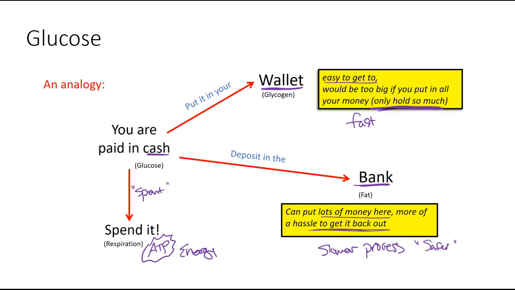But if this was an analogy, like I said, glucose can either be spent, utilized as ATP, or it can be stored short term in small amounts in a way that makes it easy to get to, very quickly, or it can be deposited for the long term. That would be adipose tissue or the fat, but it is a slower process to get it out.